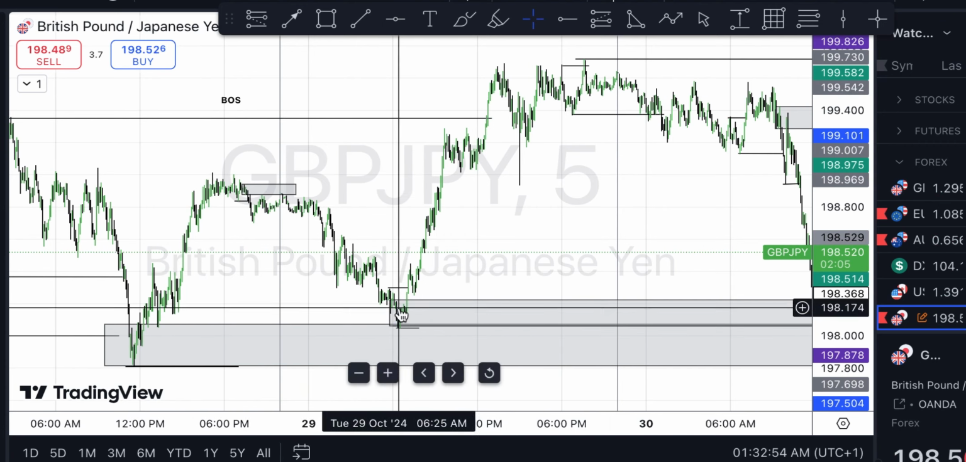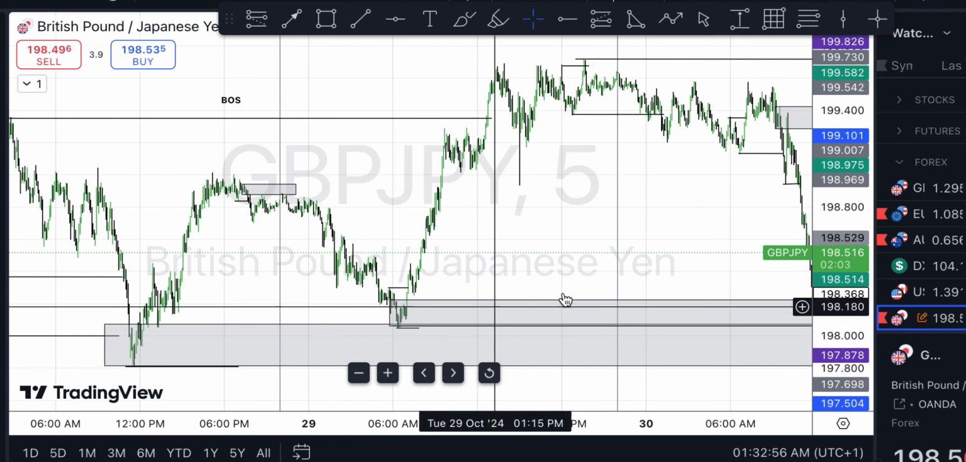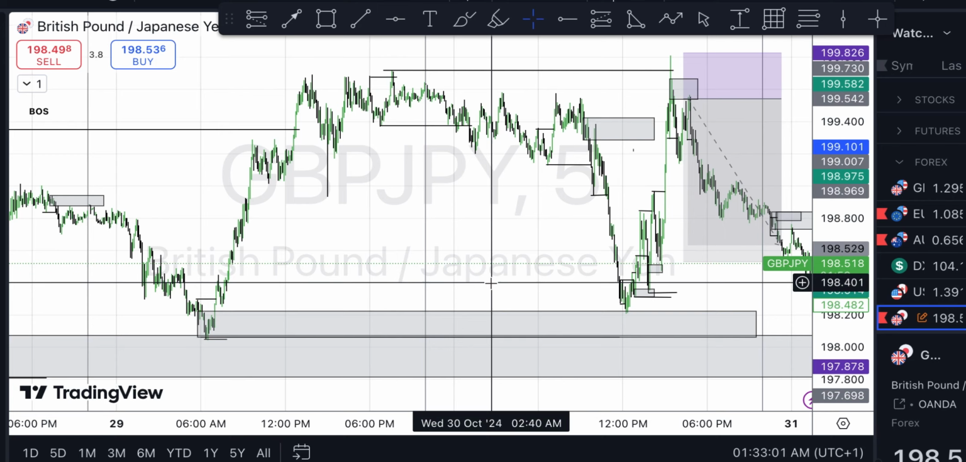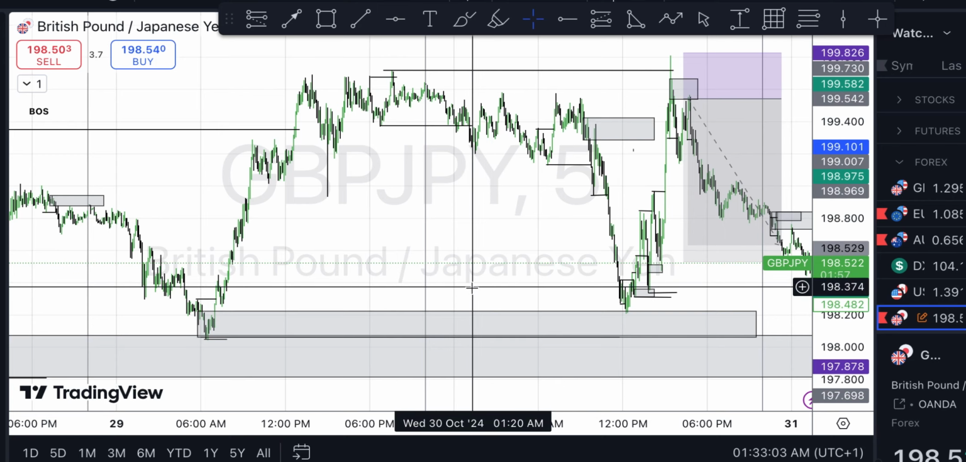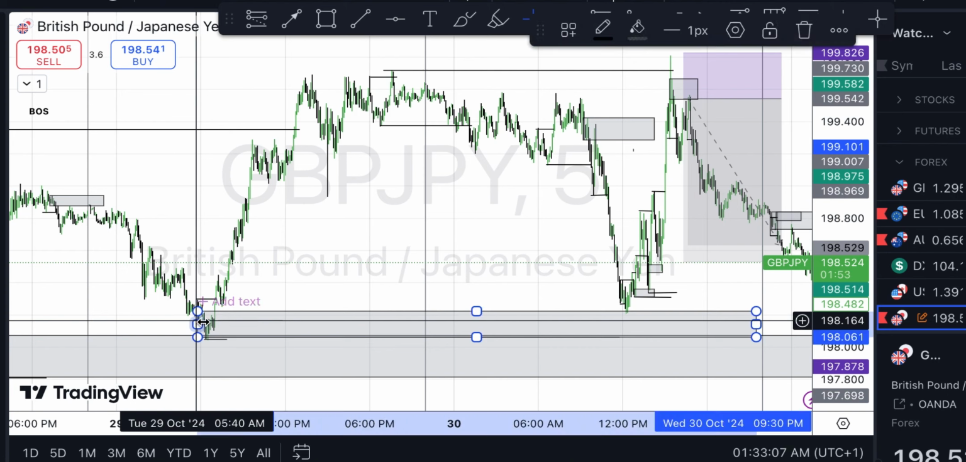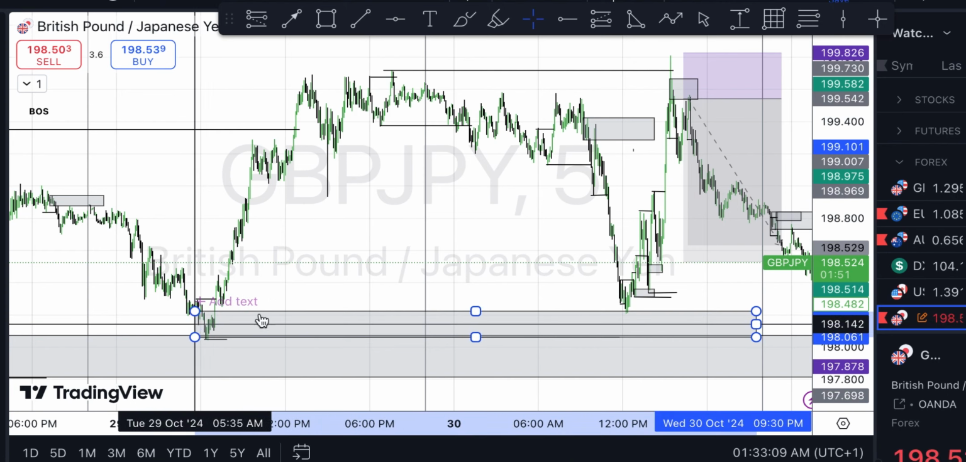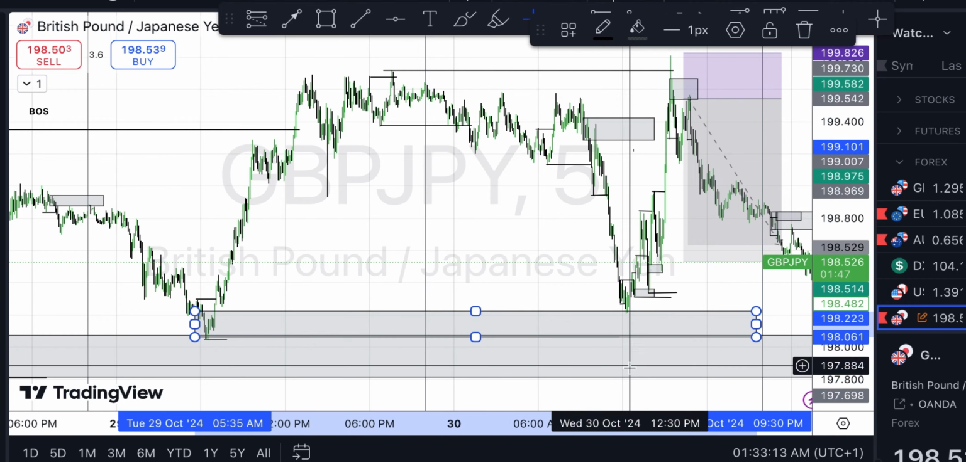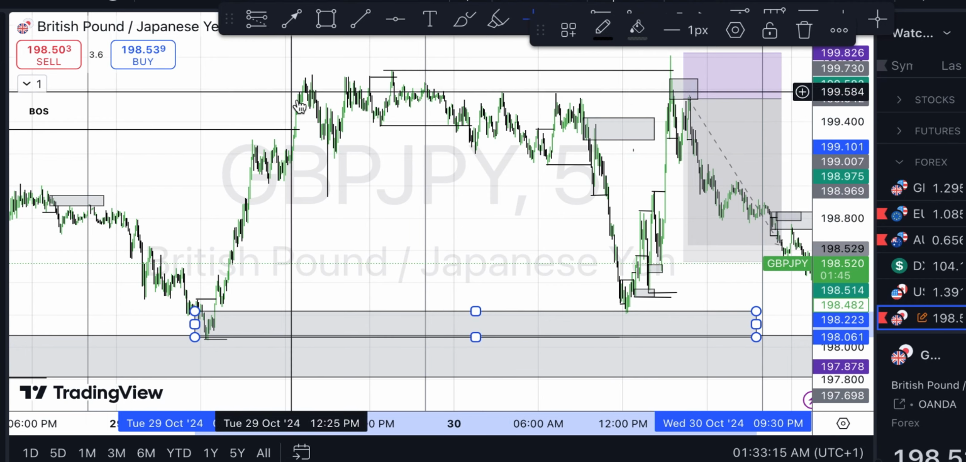So this should be our order block. If you want to know what an order block is, you can go to my YouTube channel. I did a video about order block, so you can go and check that out. But in this video, I'm not going to go deep into what an order block is. So we are waiting for price to come back to our order block after this break of structure.